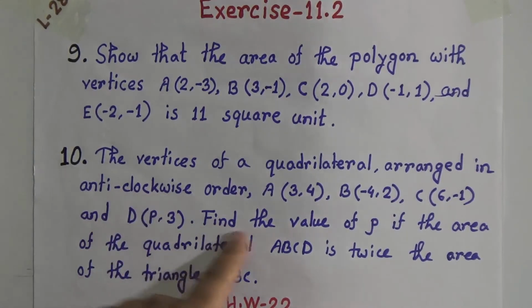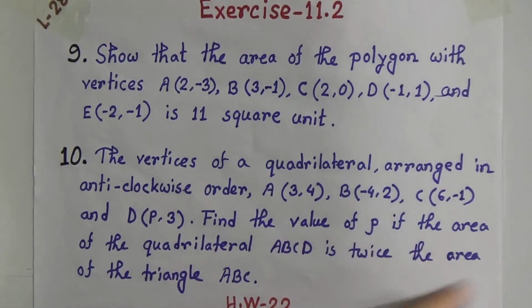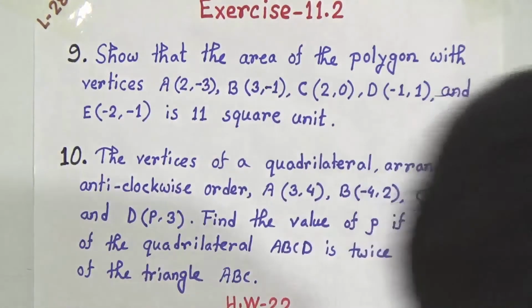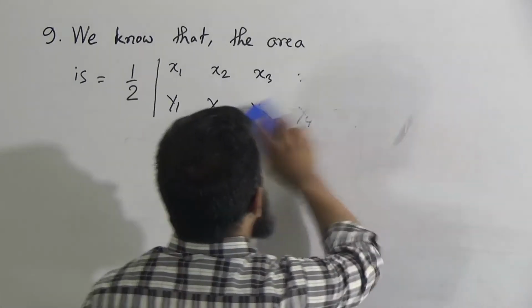Okay. Find the value of P if the area of the quadrilateral ABCD is twice the area of the triangle ABC. That means the area of the ABCD is double of the area of triangle ABC. Okay. From that way we should find out the value of P. Okay. So to solve this one, I need to erase this.